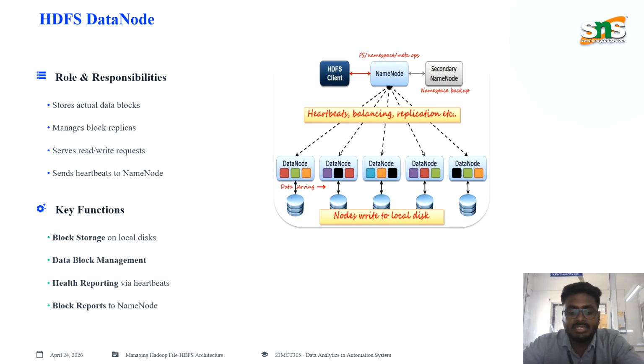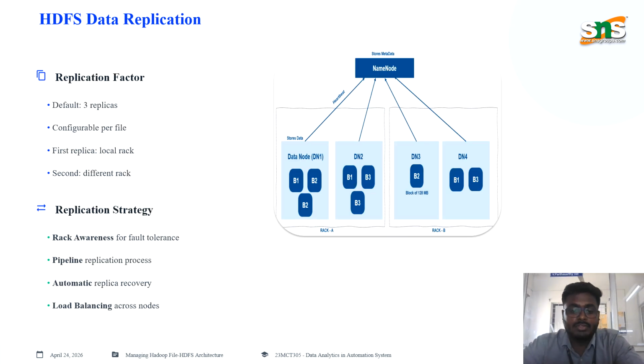Next, data replication. One of the key features of HDFS is data replication. By default, each data block is stored 3 times. Copies are placed across different nodes and racks. This ensures high fault tolerance and data availability even during failures. The replication process follows a pipeline approach, and if a node fails, replicas are automatically recreated.